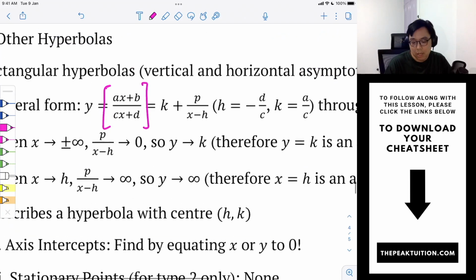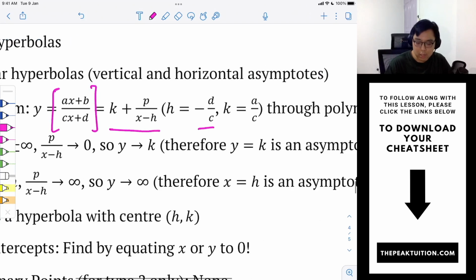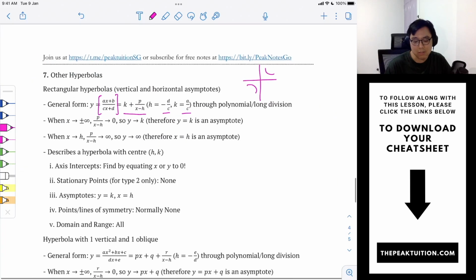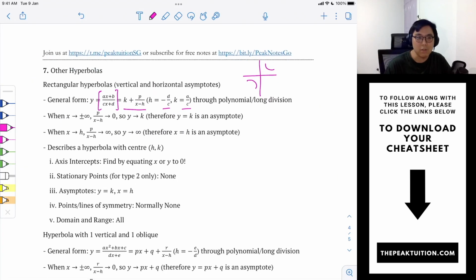This can be written as k plus p over x minus h, where h is equal to this and k is equal to this. Notice how the (h, k) appears again, because it's useful. (h, k) usually represents where you shift the graph towards. The next chapter is on transformation. You can see why I always write it in terms of (h, k), because it's basically shifting the graph to the position (h, k).